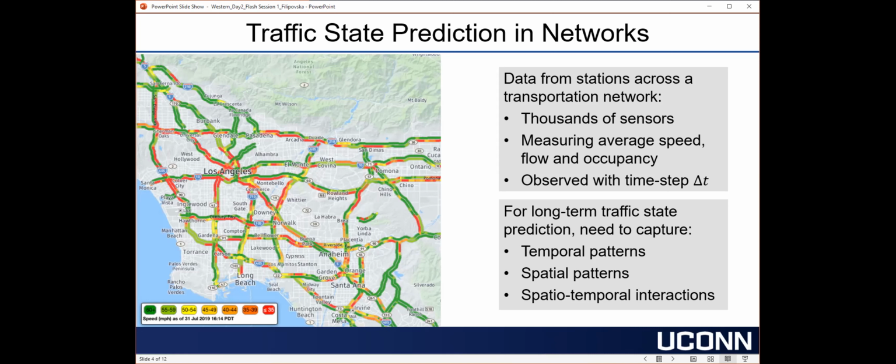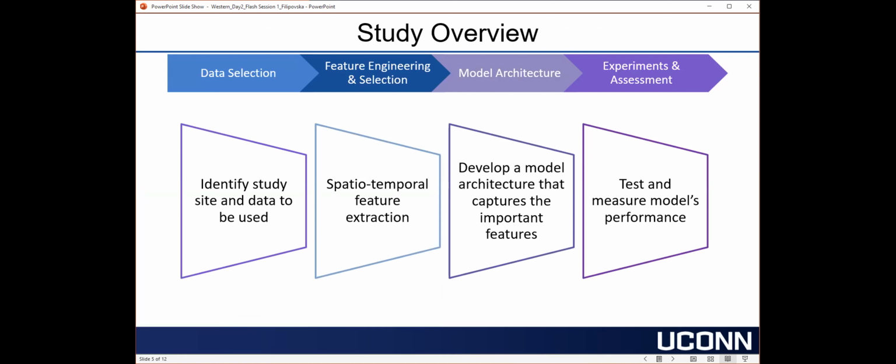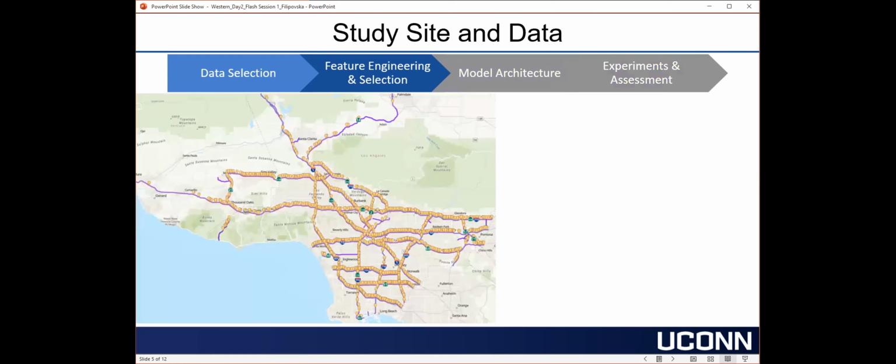So to give you an overview of the study that I will walk you through, essentially we first identify the study states and the study sites and the data that we use, how to extract these spatial-temporal features, develop a model architecture that aims to capture those important features, and then we test the model's performance. I'll focus more on the experimental side today, just because that's where the most interesting parts come up.